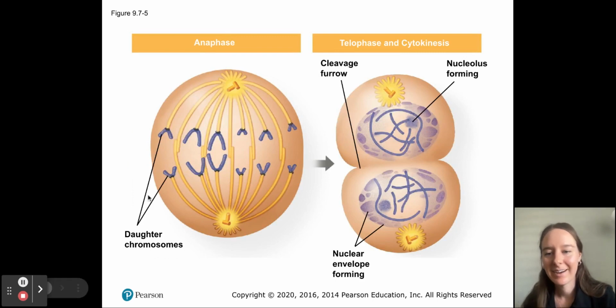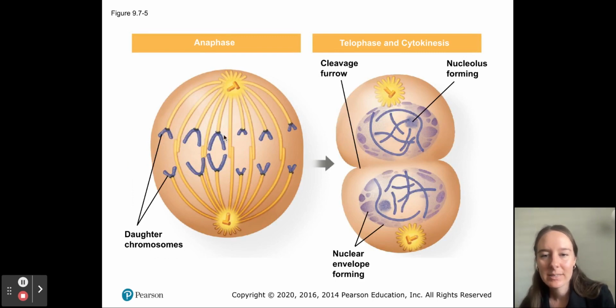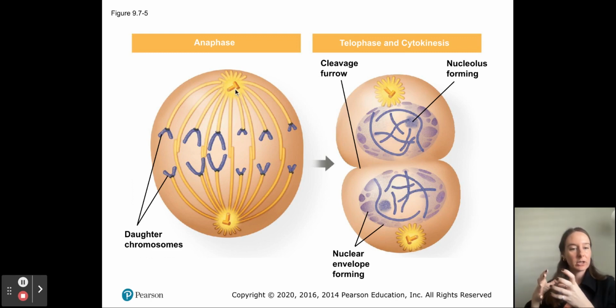Okay, anaphase. Now, at anaphase, we're separating the sister chromatids, and we do that by taking these spindle fibers, and the spindle fibers are going to shorten.